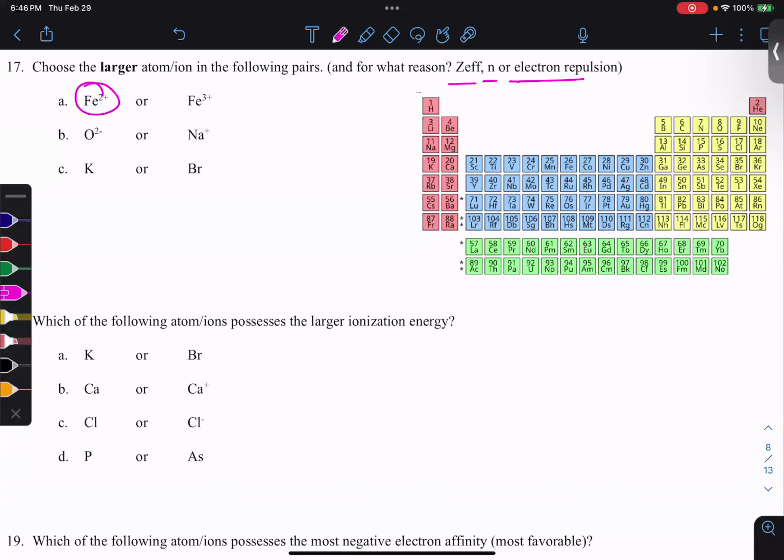O2- or sodium plus, which one's larger? That's weird. But if you look closely, they both have the same number of electrons. Those are isoelectronic. Both of them have 10 electrons each. But how do those atoms differ? Yes, their N values differ. So you might say, oh yeah, sodium is at N = 3, but oxygen's at N = 2, so sodium's larger. But that's actually not true. If we would have just done Na and O, neutral, yes, sodium is bigger. But once we start making them ions, it's different.